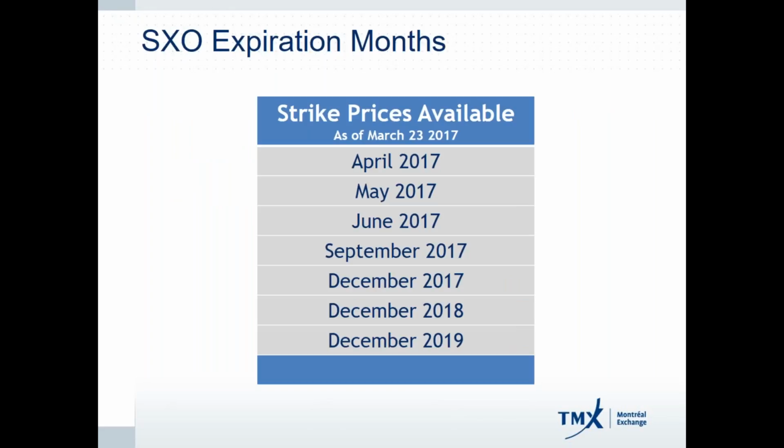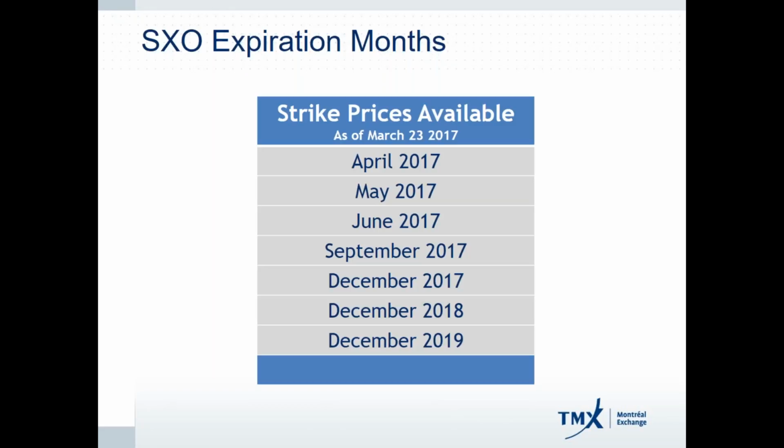Strike prices available. Now, this is as of March 23rd, when I was putting this presentation together. So you can, in fact, trade the April, May, June, Septembers, and Decembers of 2017. And then you'll notice that you can go as far out as December 2018 and even as far as December 2019. So you've got lots of flexibility in terms of expiration dates to choose from. There are a lot of money managers who may be looking to build a long-term hedge in place, and so they may be utilizing those December 2019 contracts as part of a longer-term strategy.